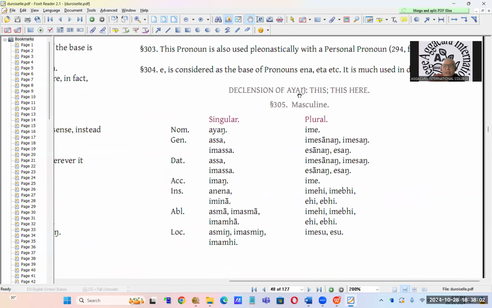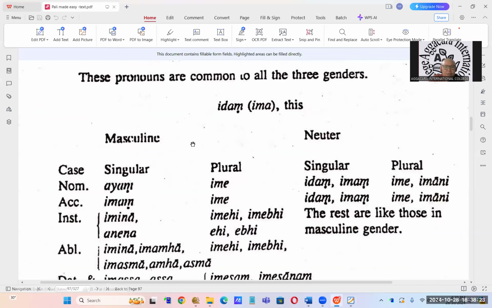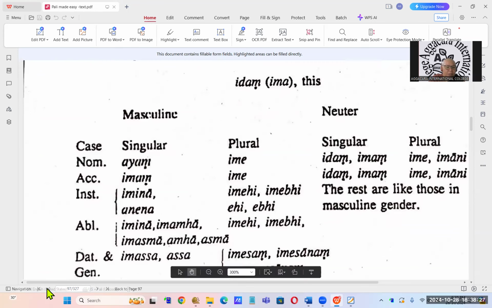Now you can see the declension here. It writes ayam instead of idam, imam. So it writes with ayam. That's why it explains all the A here. Here is E, right? So the form here writes idam, ima, but you can write another one. I just now put the ayam here.